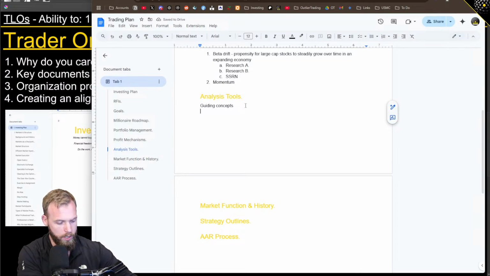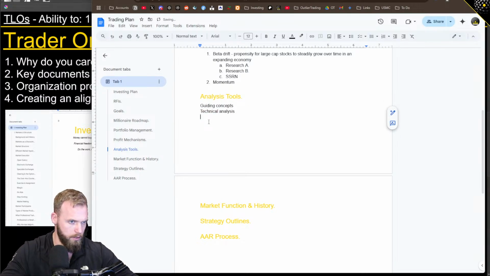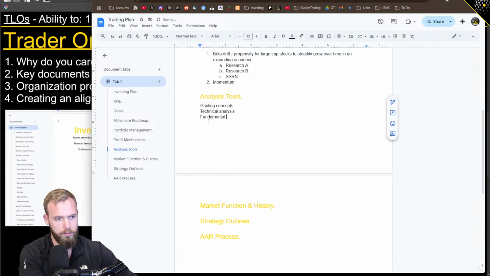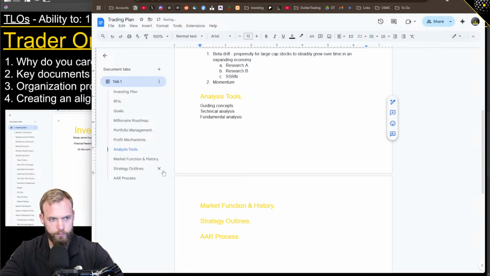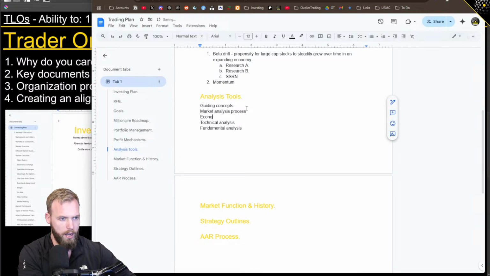Then I would break it out into technical. And probably spell technical, right? That would be good. And then fundamental analysis. And then I would also add things like market analysis process, economic or economy analysis process.